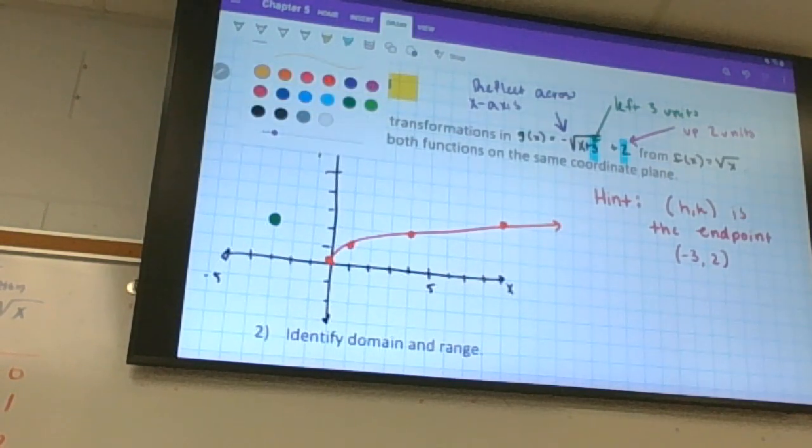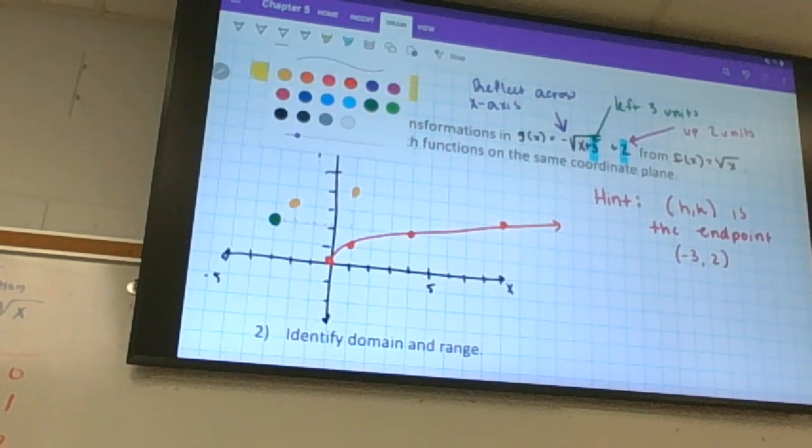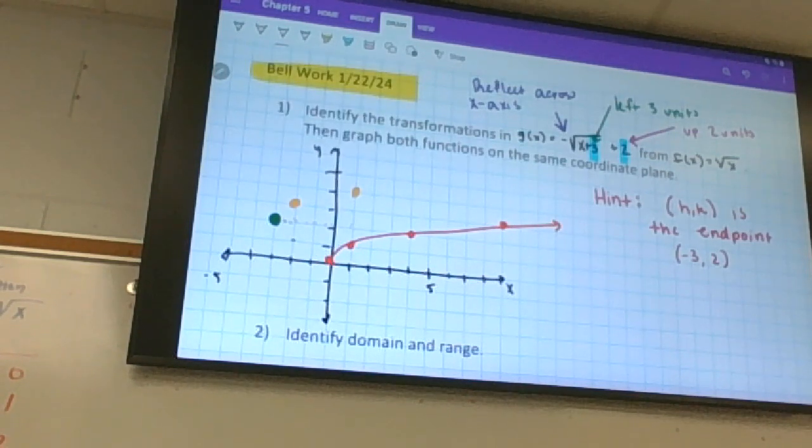Normally if there was no reflection, I would go over 1, up 1, over 4, up 2. However, this is reflected, so I have to go the other way with it. I'll go over and down, over and down. I could even go over 9. 1, 2, 3, 4, 5, 6, 7, 8, 9, and down 3.